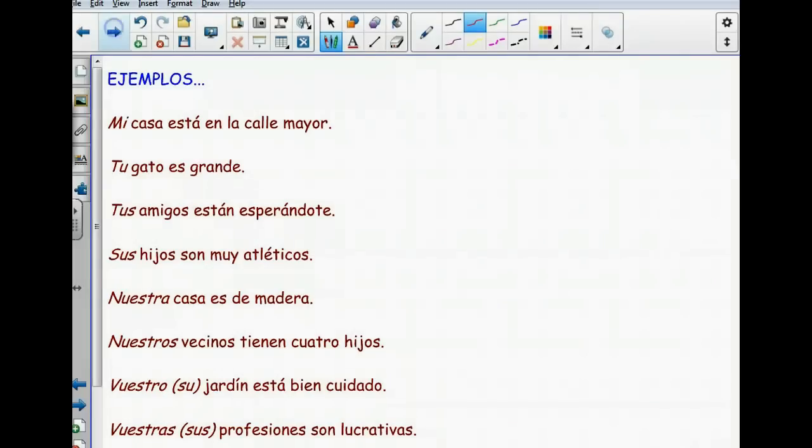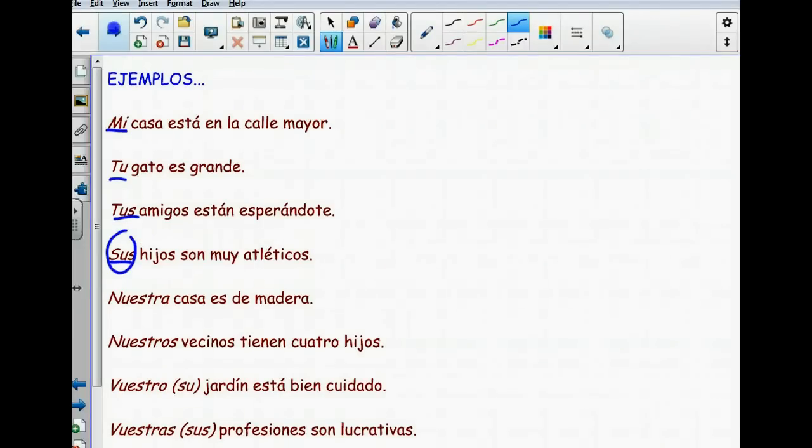All right, muy bien. Vamos a ver algunos ejemplos. So aquí tenemos algunos ejemplos. Mi casa está en la calle mayor. I don't think that really needs to be discussed. Tu gato es muy grande. Muy bien. Tus amigos están esperándote. That's fine. Sus hijos son muy atléticos.